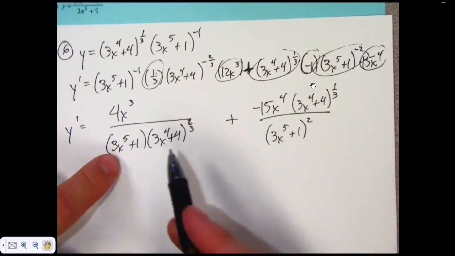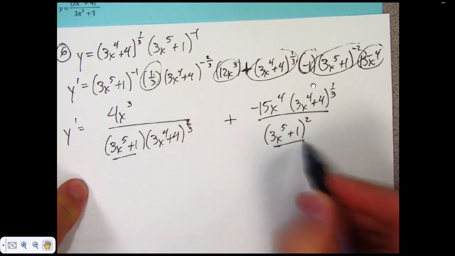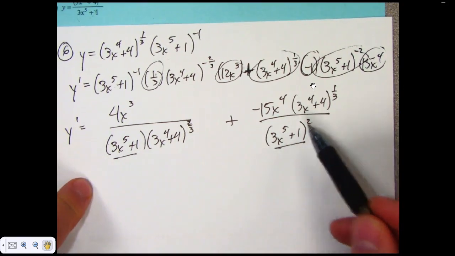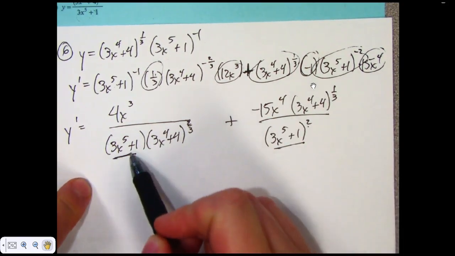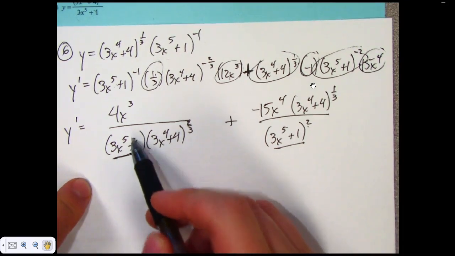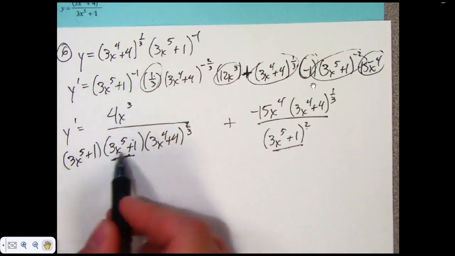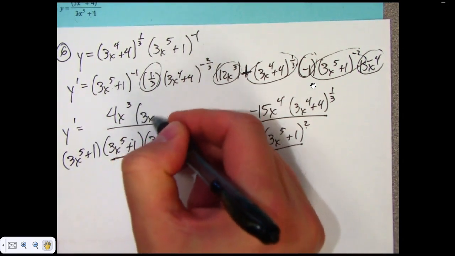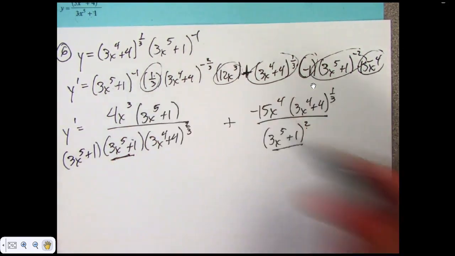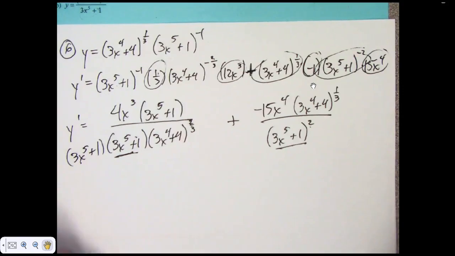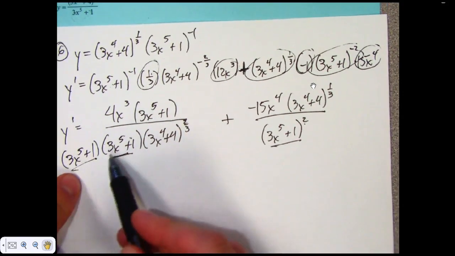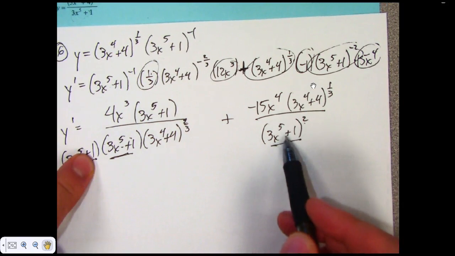So if I look at the 3x to the 5th plus 1 piece first, I've got 2 of them over here. I've got 1 of them over here. So I need another one of these over here. So I'm going to put another one over there. Now I have 2 of them on the bottom, but if I put 1 on the bottom, I've got to put 1 on the top also, to be fair. So now this is really 3x to the 5th plus 1 squared, which matches up with this.